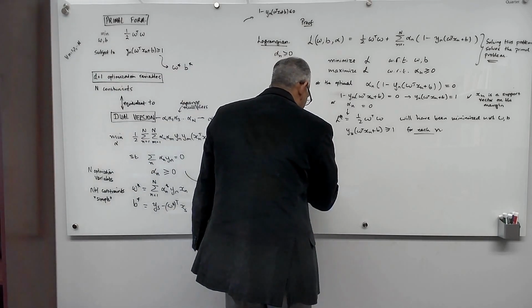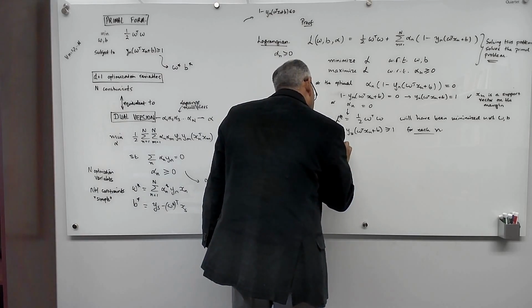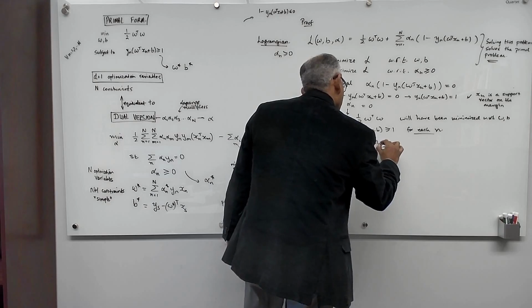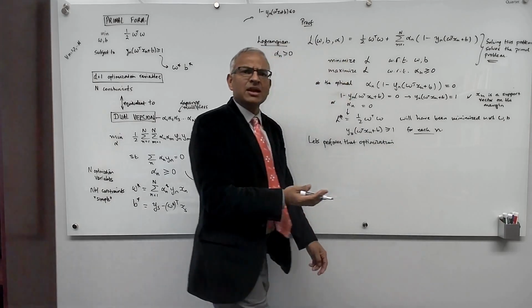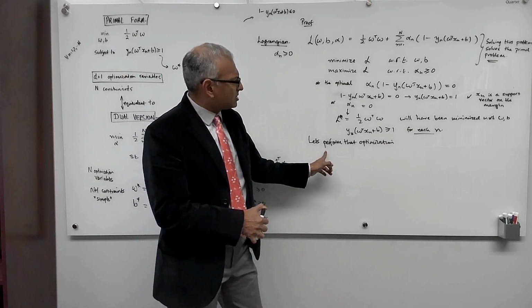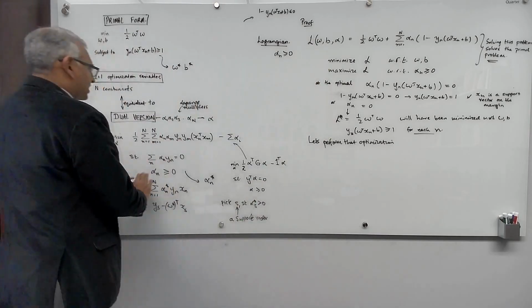So let's perform that optimization. And then we will be done with the proof. We will have the proof. It turns out that when we perform this optimization, we will derive exactly this problem.